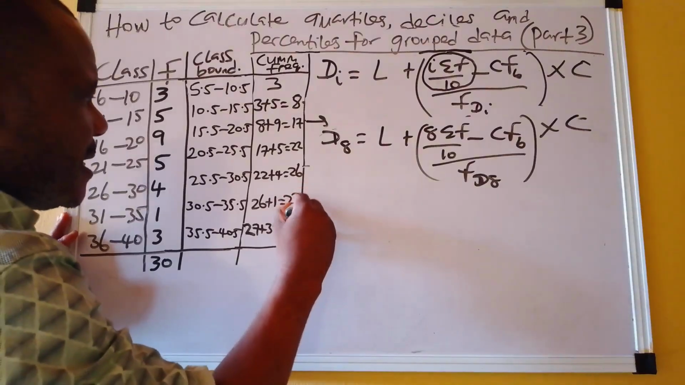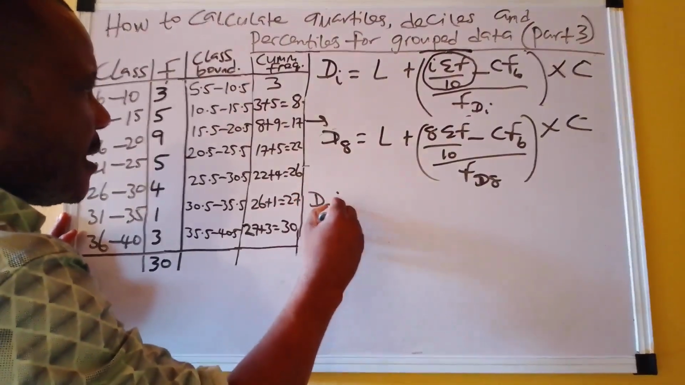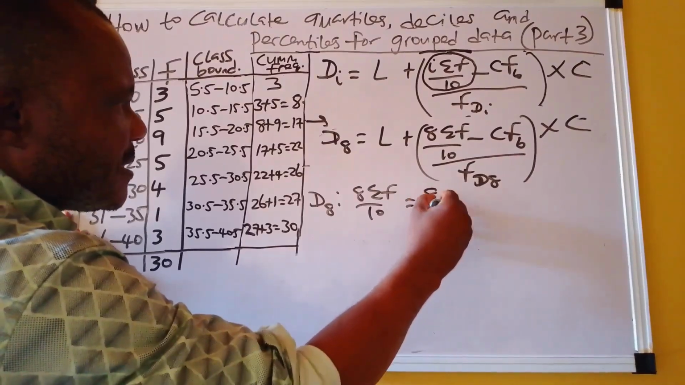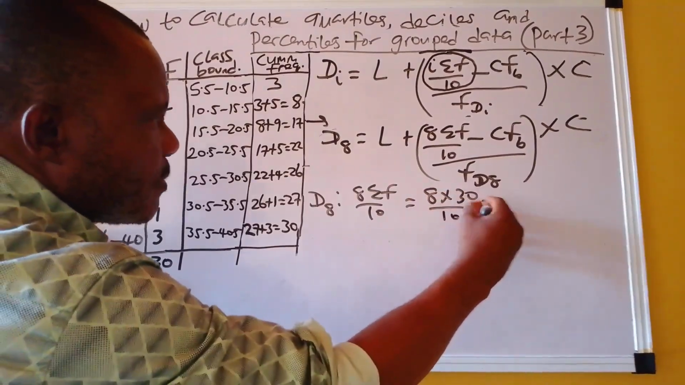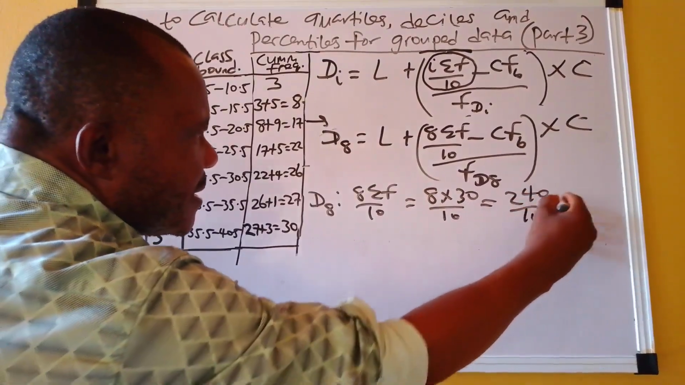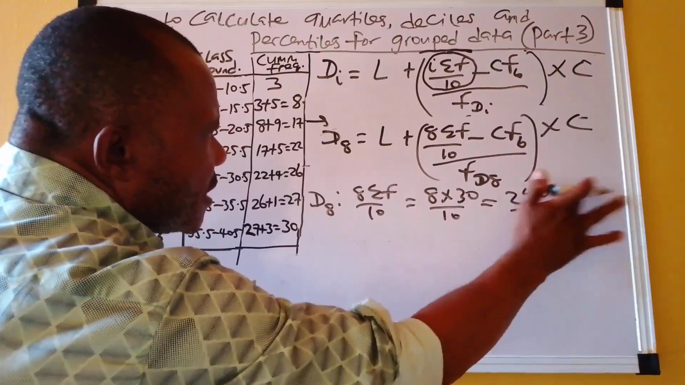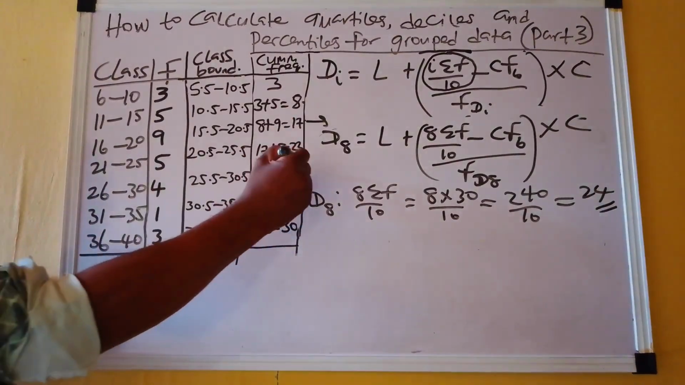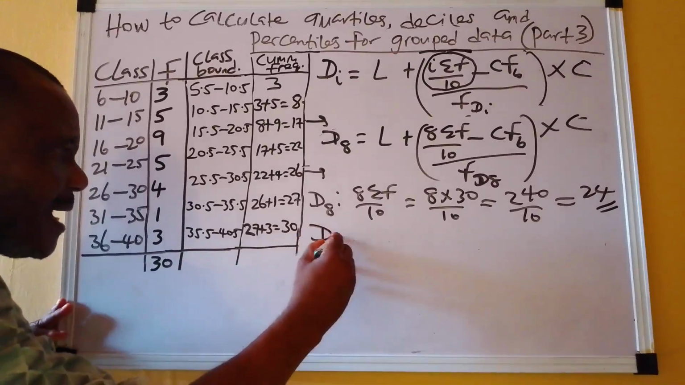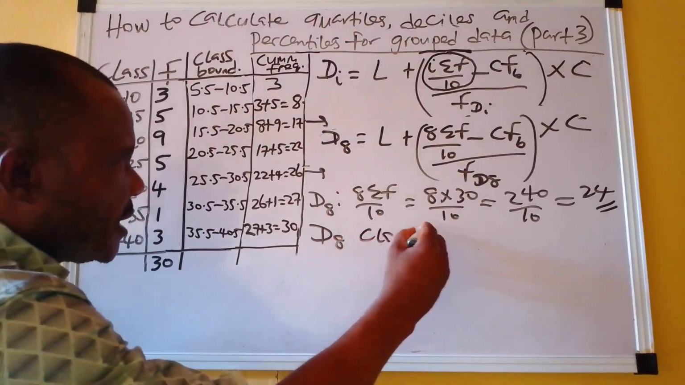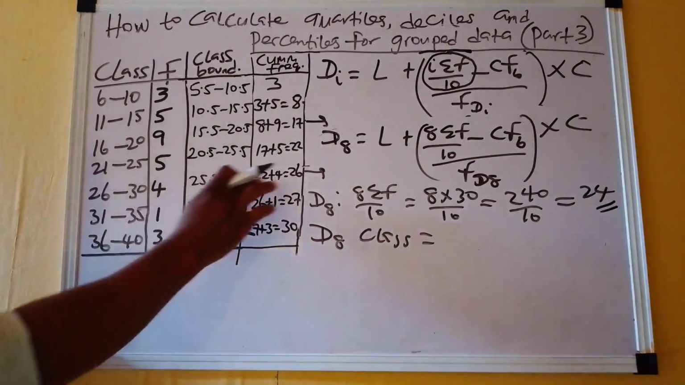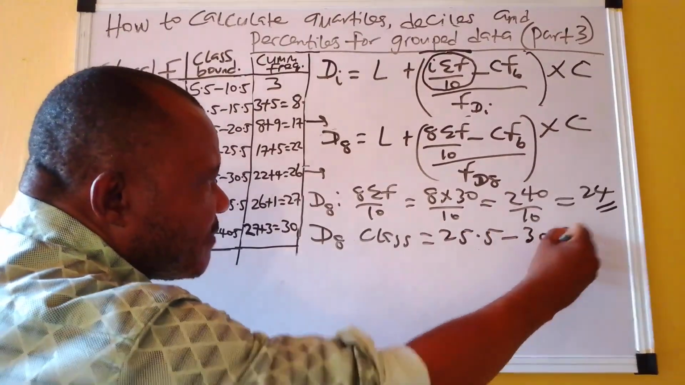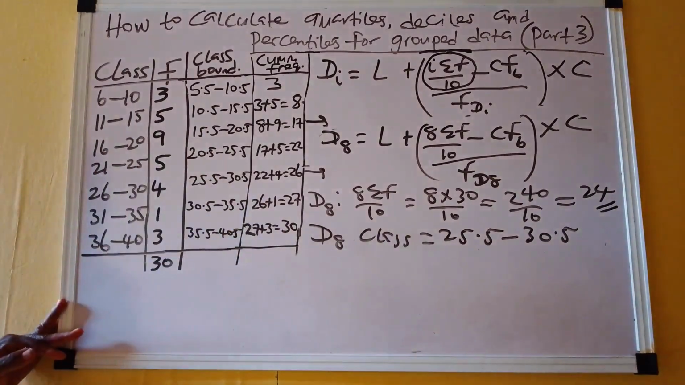So now let us determine the D8 class. D8, it will be 8 summation F over 10, which is 8 times 30 over 10, is equal to 240 over 10, is equal to 24. So where does 24 fall? Under this 26. So our D8 class is equal to 25.5 to 30.5.